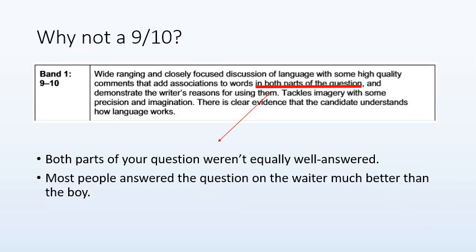So next I'm going to talk about the mark scheme and about how you can achieve that top band, and some common mistakes that stop people from achieving the top band. So firstly, you need to make sure that you are answering both parts of the question equally well. So if your part A is a lot better than your part B, you're going to find it difficult to get into that top band.